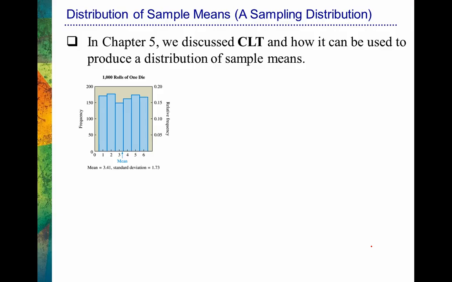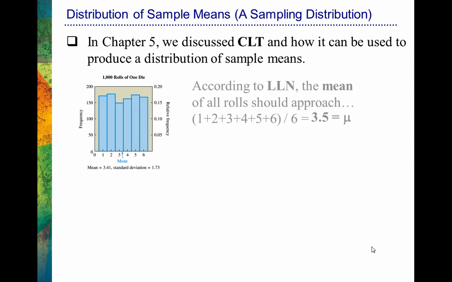Let's jump right in. In Chapter 5, we discussed central limit theorem and how it can be used to produce a distribution of sample means. Let's review that real quickly. First, you might recall that according to the law of large numbers, the mean of all rolls when we were looking at dice should approach the mean that we would find in the population, the true mean.